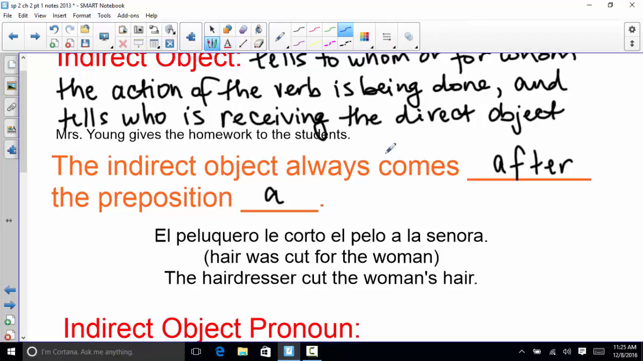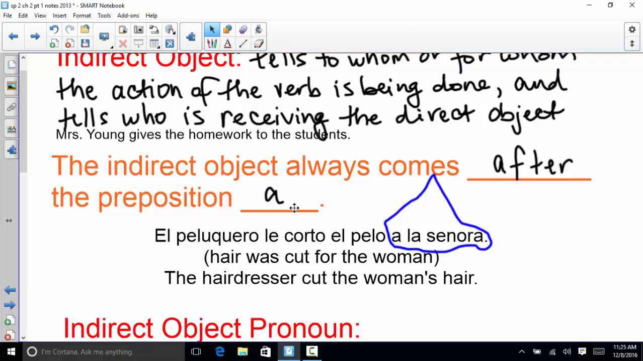So if I look at that sentence, I find the a, and then I know anything that comes after it is going to be the indirect object in the sentence. Okay, so the a la señora is the indirect object because for whom is the hairdresser cutting the hair? For the woman.